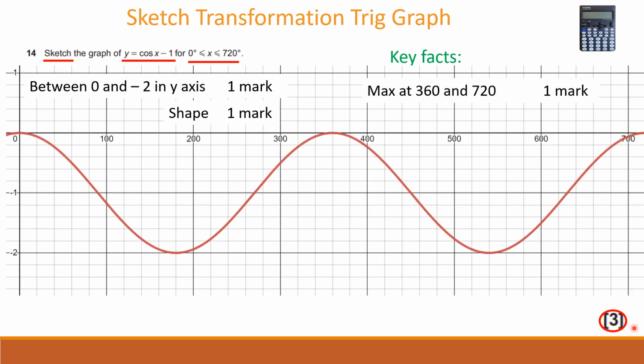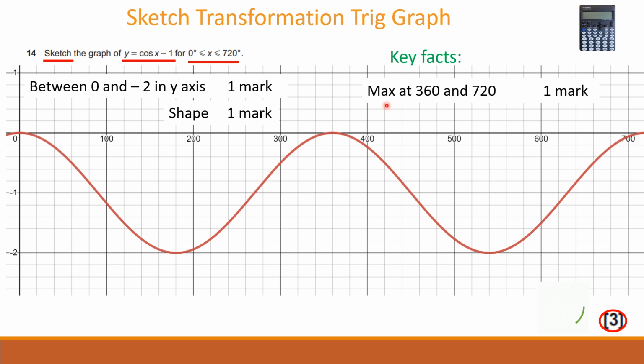The graph you should have drawn should be looking like this. So we start at the point 0, 0. At 90, it comes down to -1. At 180, we're at -2. At 270, we're at -1. And at 360, we're back up to 0. Now you will get 1 mark for getting a graph going between a maximum value of 0 and a minimum of -2. A mark for getting the shape of the graph correct and drawing it with a nice smooth curve.